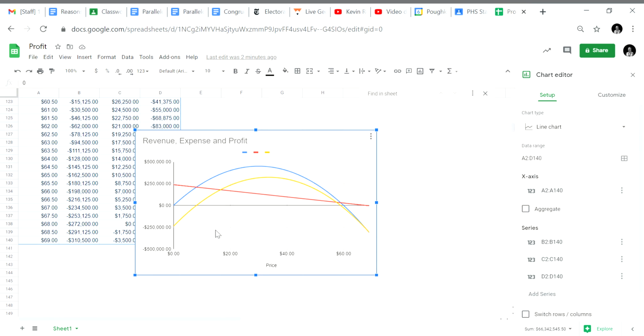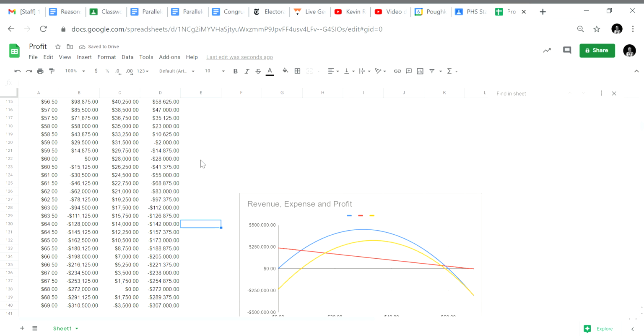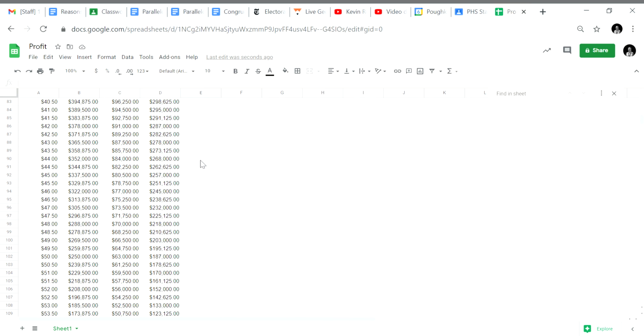All right, so that's revenue and profit. Let me move this graph over a little bit. Now, to find maximum profit, we said it was $33.50, and right there you can see at $33.50, the profit is $323,125. So $33.50 is the price that will give you the maximum profit, and the maximum profit is $323,125.